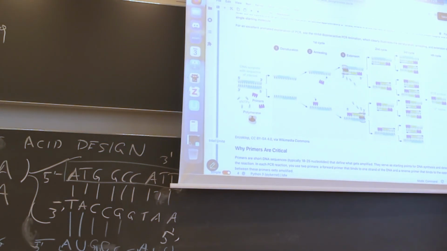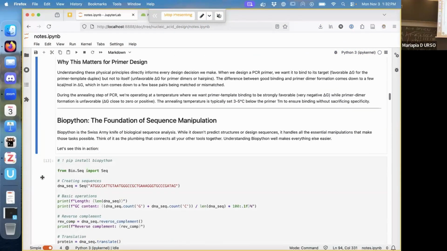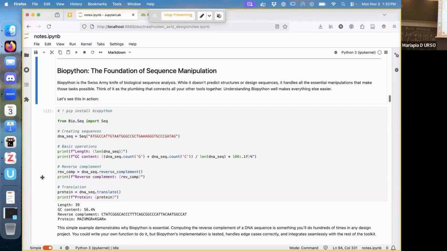And of course, there are some tools for that. More or less in the rest of the lecture, I want to go through a few computational and mathematical tools that we can use to understand how to work with DNA or RNA. In particular, how to work with primers, but it's a more general set of tools that we can use.